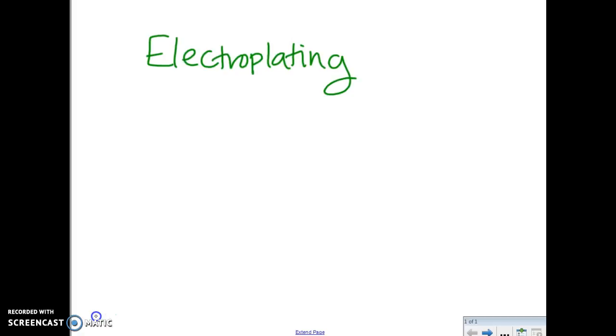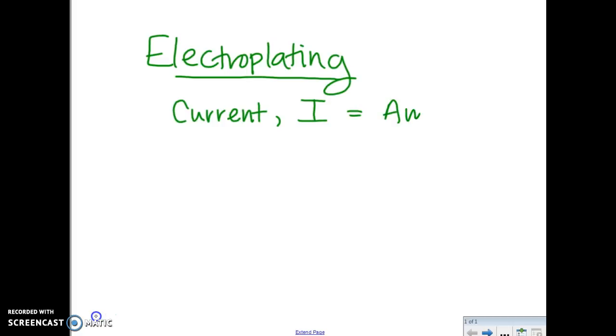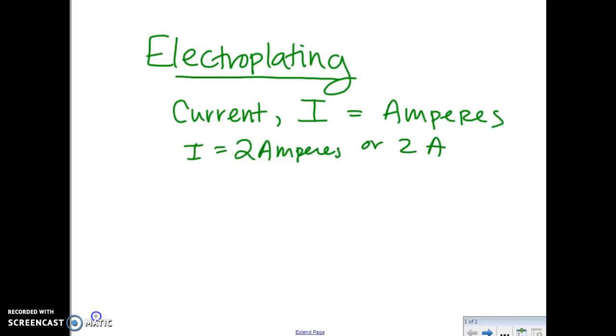Okay, so the very last thing I want to talk about is a stoichiometry problem that you're going to see with electroplating, and it involves current, which is represented by I. Current is measured in amperes. So for example, if I have a current of 2 amperes, or 2A, what that's actually telling me is the number of coulombs per second.